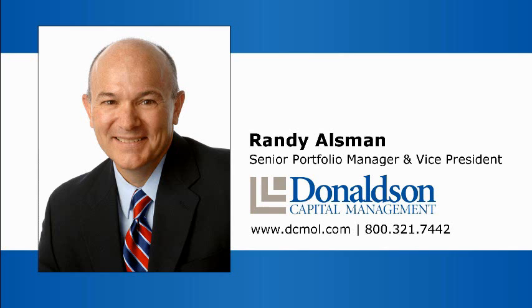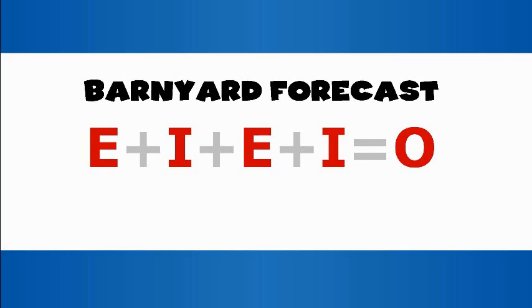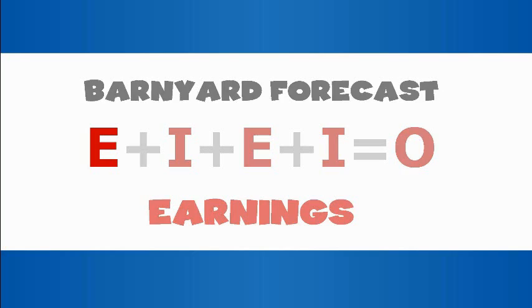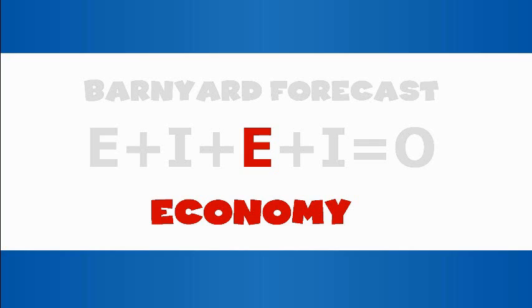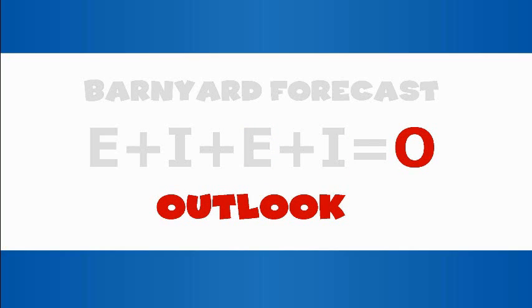And what I wanted to do today was to talk a little bit about what we call our Barnyard forecast. We've been doing this Barnyard forecast for years, and we call it Barnyard because it's the equation of E plus I plus E plus I equals O. Corny, I admit, but nonetheless it makes it easy to remember, E-I-E-I-O. And those letters stand for earnings plus inflation plus economy plus interest rates equals outlook.